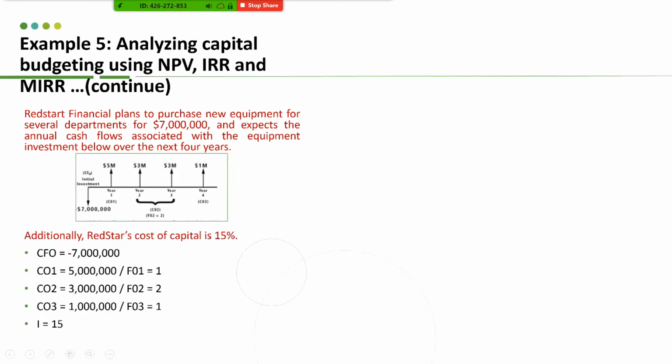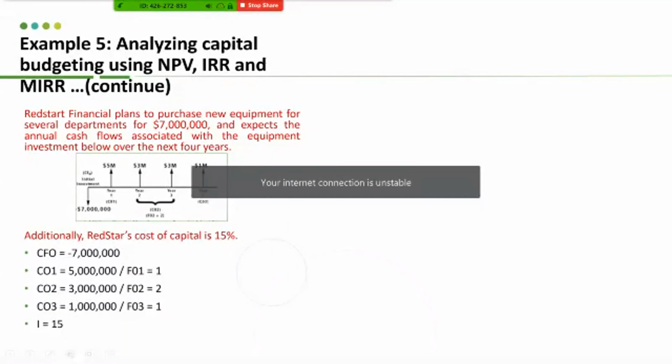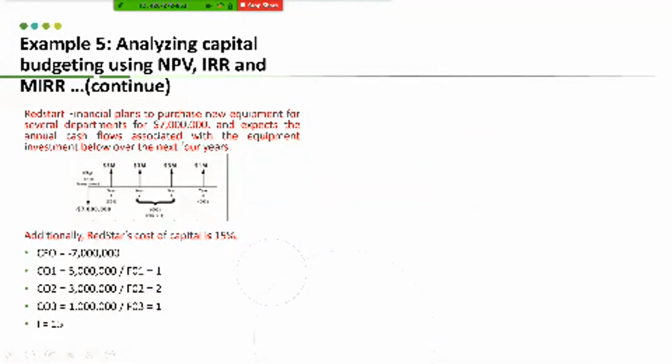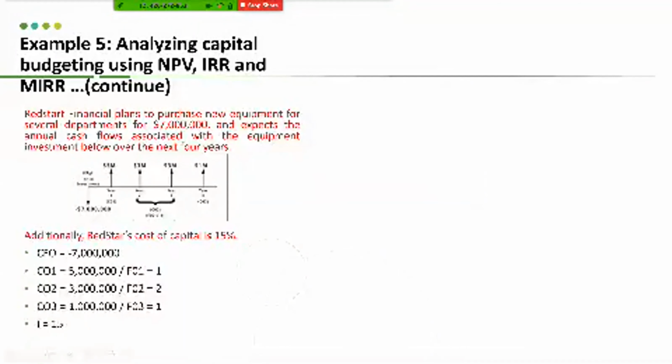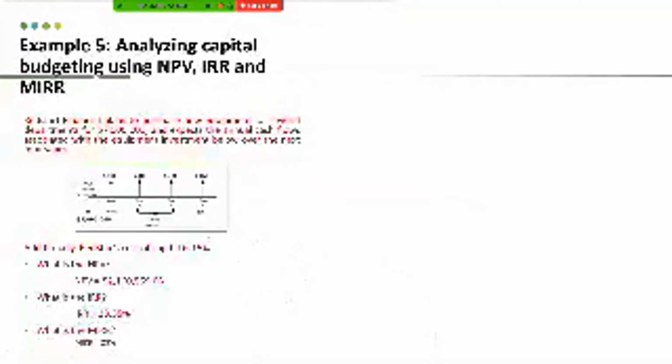If you see from the image here, the value is 7 million, with a negative sign because it's a cash outflow. For the first year, Restart Financial needs to invest 5 million. For the second year, 3 million. For the third year, also 3 million. And for the fourth year, 1 million, with cost of capital at 15%. I will go to the next slide.